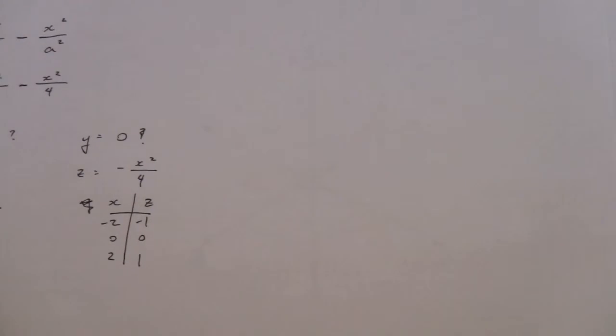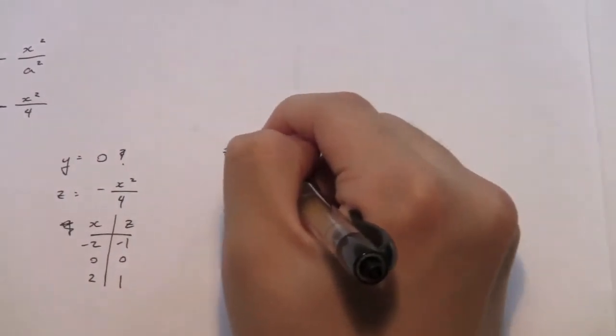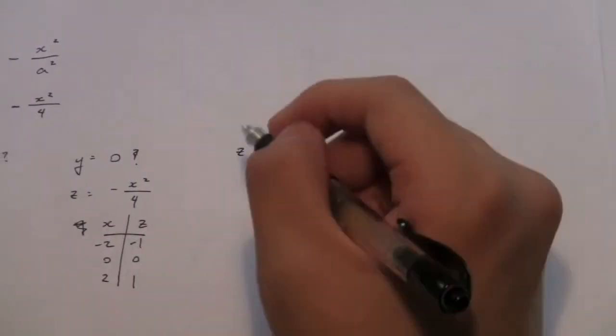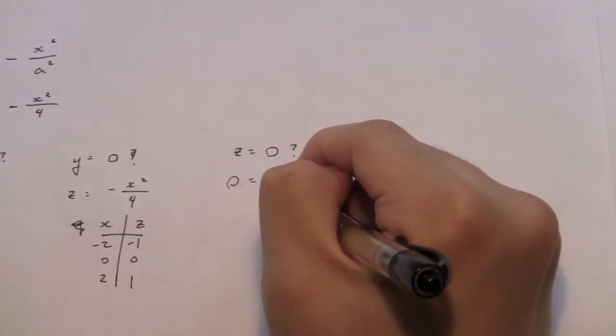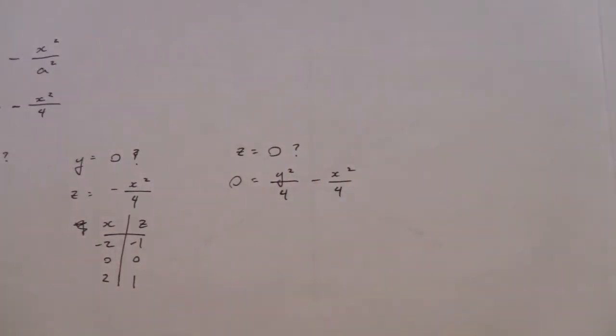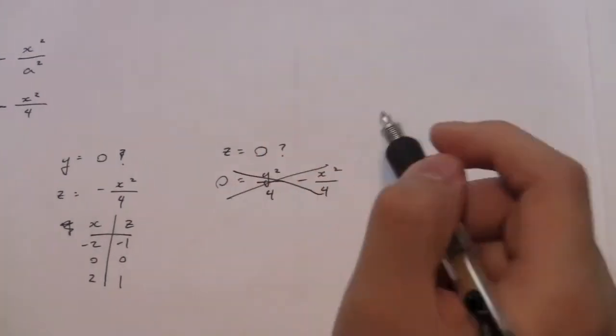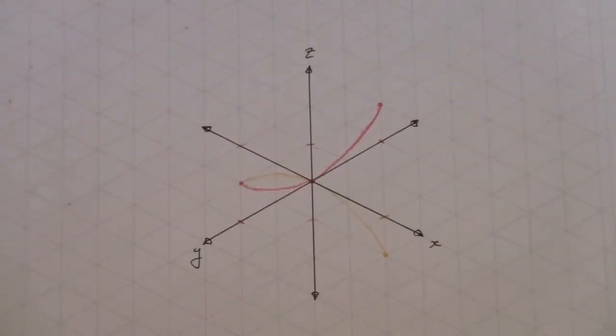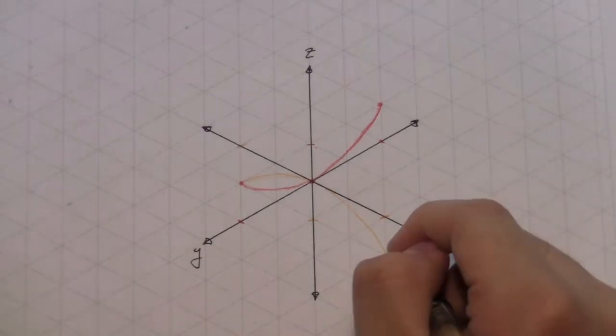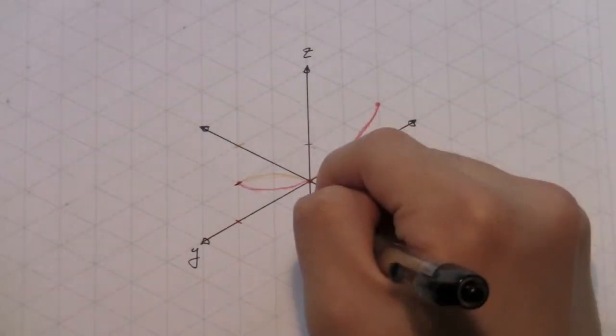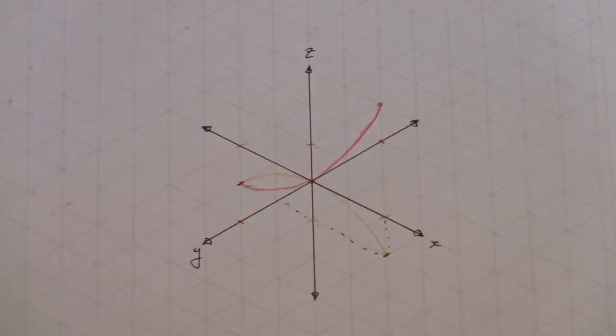So now for the tricky part. You're going to want to do this again for z, but at z equals 0, you're going to have 0 equals y squared over 4 minus x squared over 4, which is completely useless to us. So let's take a look at the graph. We're going to want to see how this guideline works with the other guidelines. So why don't we try it at this plane, z equals -1.